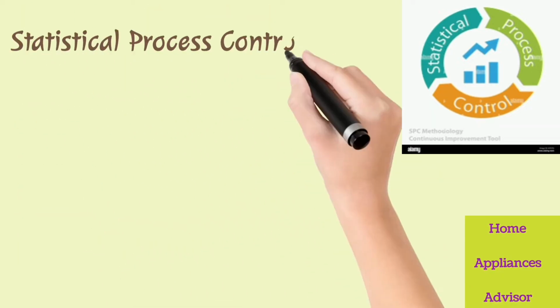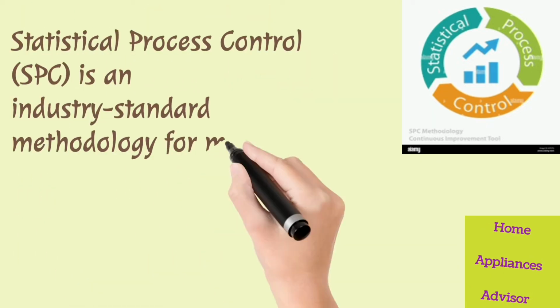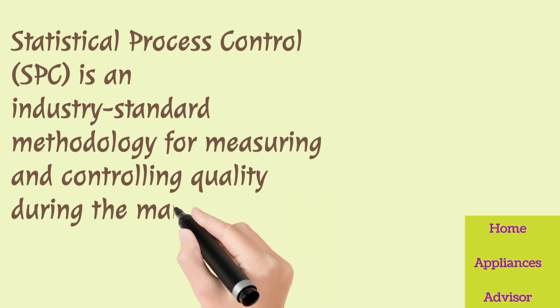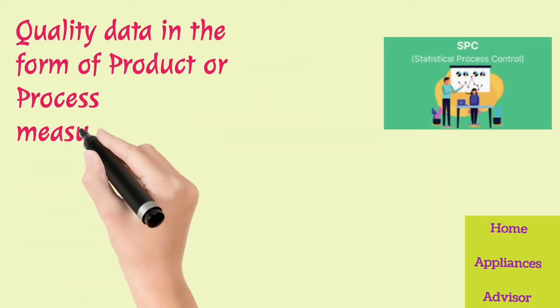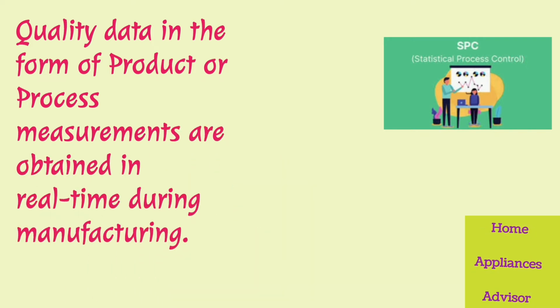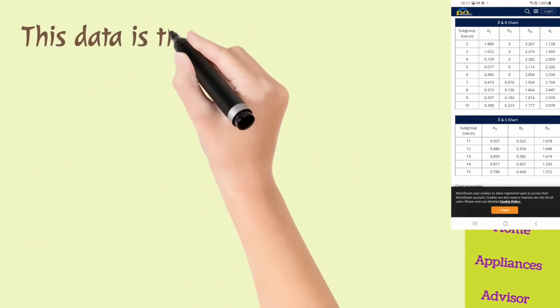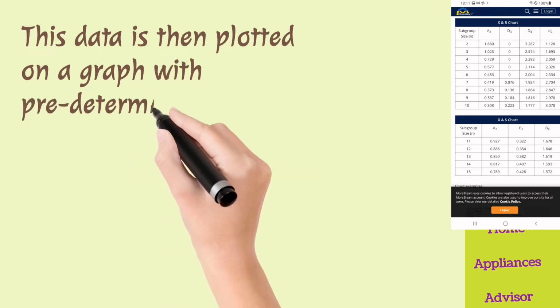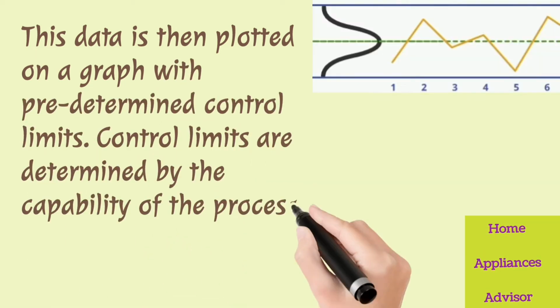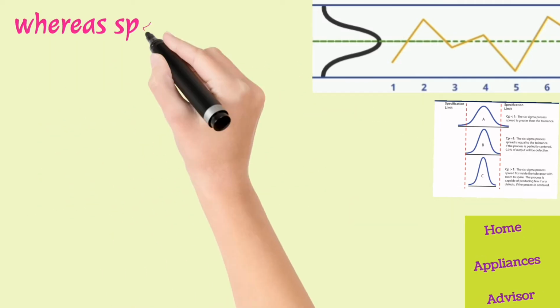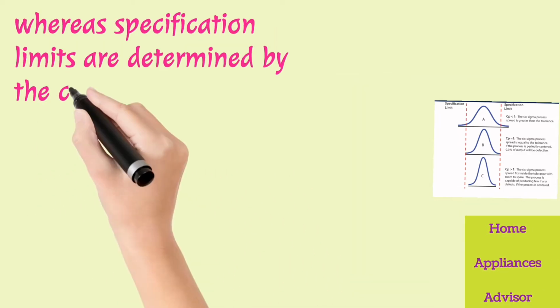Statistical Process Control, SPC, is an industry standard methodology for measuring and controlling quality during the manufacturing process. Quality data in the form of product or process measurements are obtained in real time during manufacturing. This data is then plotted on a graph with predetermined control limits. Control limits are determined by the capability of the process, whereas specification limits are determined by the client's needs.